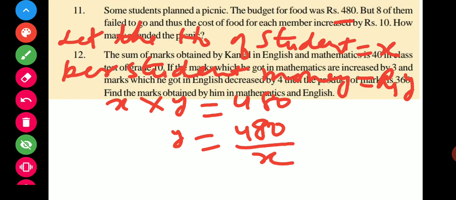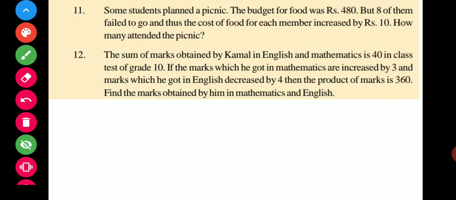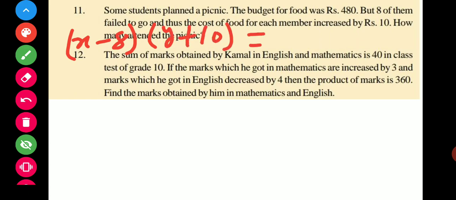मतलब आगे आने पे इसको हम पुट करेंगे इस वैल्यू को। अब इसके बाद जो है हमारा इसमें गिवन है बट 8 ऑफ देम फेल, इसमें से 8 फेल हो गए। तो हाउ कैन वी मेक द इक्वेशन? If 8 failed, that means x minus 8 students, but the expenditure increases by 10 rupees. So y plus 10 is equal to how much? Money is 480. Money इतनी रहनी है, 480 ही रहनी है.